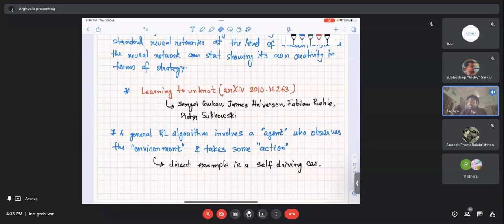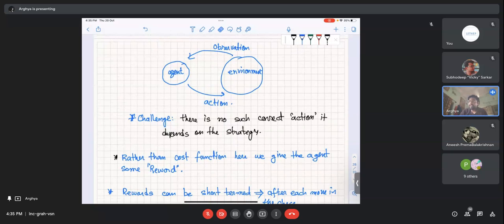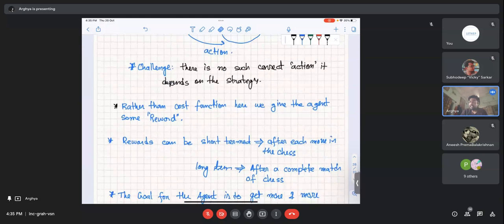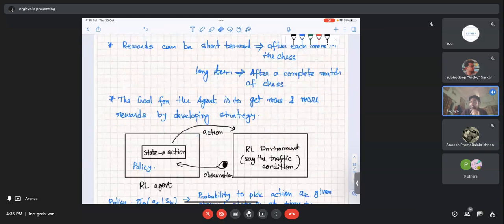Okay, so that's the reinforcement learning. Reinforcement learning is basically an agent which looks at the environment, takes some action, looks at the environment, makes some observation, and takes some action. Okay. Now rewards can be short term or long term. I will give an example and finish.